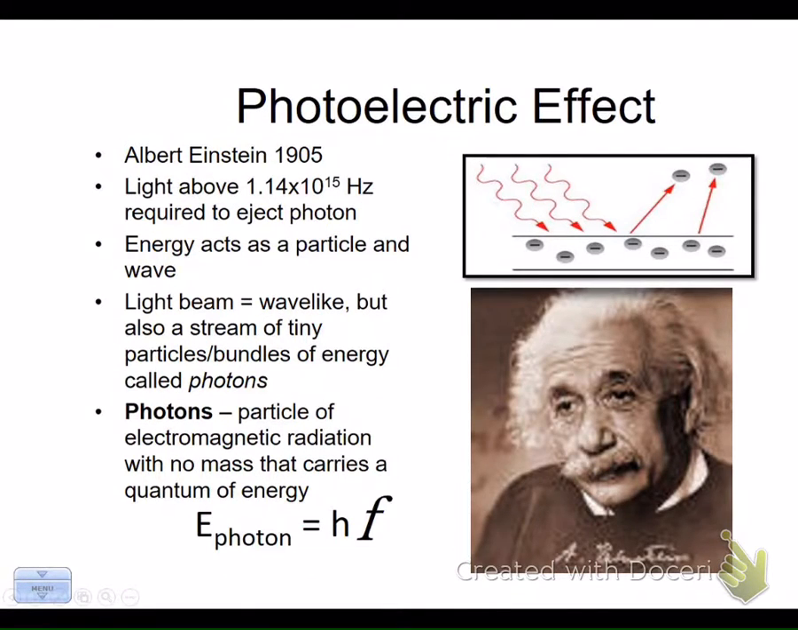Now, the idea of light being a wave starts taking a hit thanks to Einstein and the photoelectric effect. Again, I'm going to attach a separate activity with the photoelectric effect. But in 1905, Einstein published a paper on the photoelectric effect, and here's the main idea. It proved that energy can act like a particle, that light can act like a particle as well as a wave.